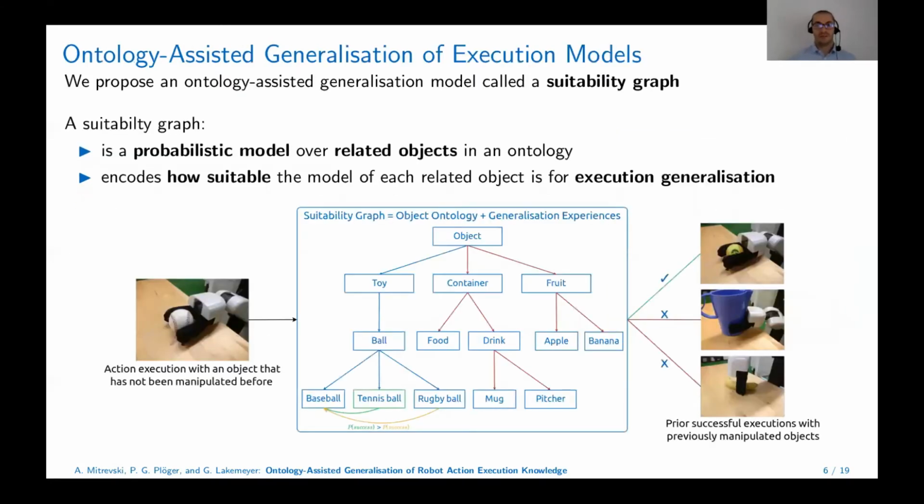The ontology-assisted generalization method that we present in this paper is based on the notion of a suitability graph. Given an object O, we define a suitability graph as a probabilistic model over objects related to O in an ontology, such that the model essentially encodes how suitable the models of the related objects are for executing the action with O. This is illustrated in the example shown here, which is a continuation of the example we saw a few slides ago. If you want to grasp the baseball, the known models of the pitcher and the banana should not be considered for generalization, as these objects are not related to the baseball. Among the related objects, the model of a tennis ball is more likely to be more suitable than that of a rugby ball, as the baseball and the tennis ball are more similar to each other. This is what the suitability graph aims to represent.